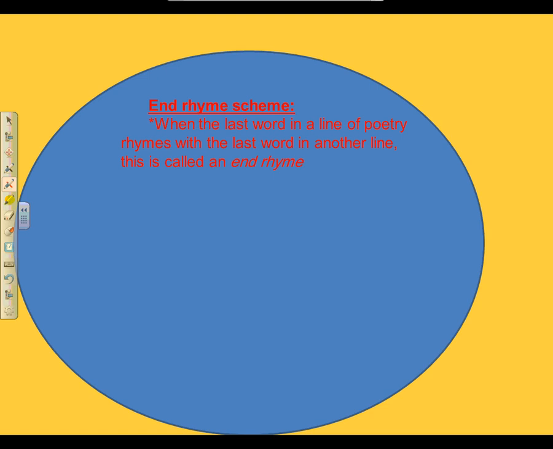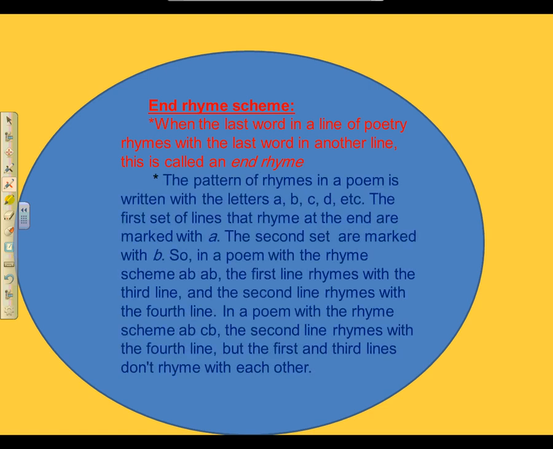And we said that the end rhyme scheme means when the last word in a line of poetry rhymes with the last word in another line, and this is called the end rhyme. Here we have the pattern of the rhymes in the poem written with the letters A, B, C, D, etcetera. The first set of lines that rhyme at the end are marked with A. The second set are marked with B.